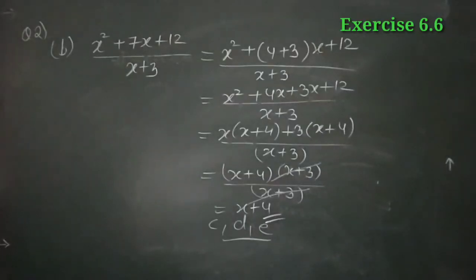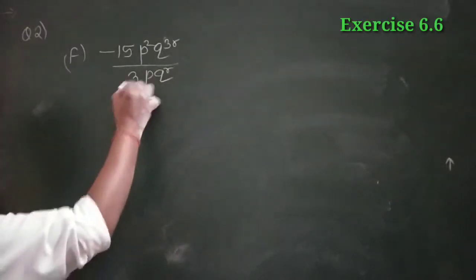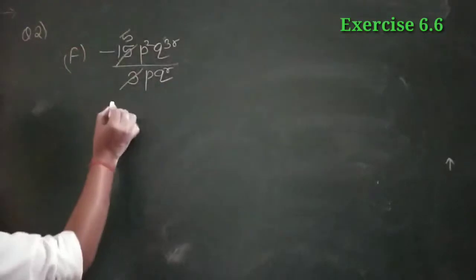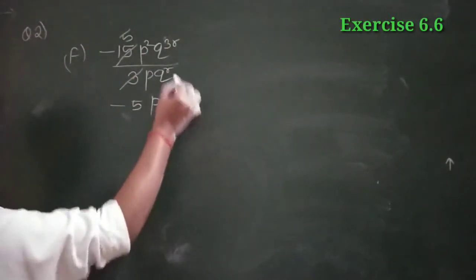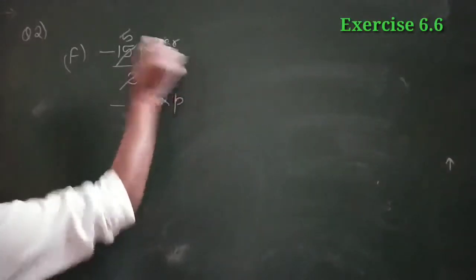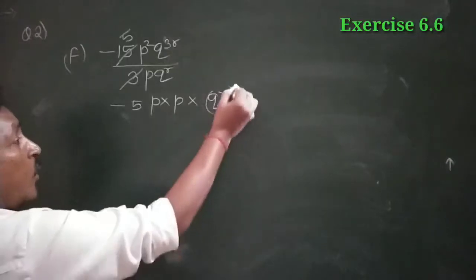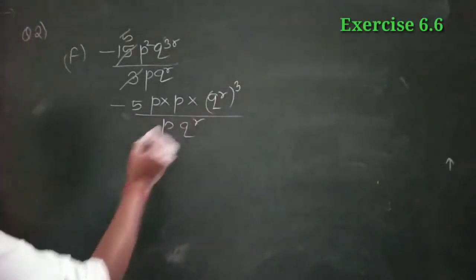Okay. So see now part F. First of all, note this thing. In this, 3 can divide 15, 5 times. So it will become minus 5. We can expand p into p, q raised to the power 3r. It means we can write it like this: (qr)³ upon (pq)^r.